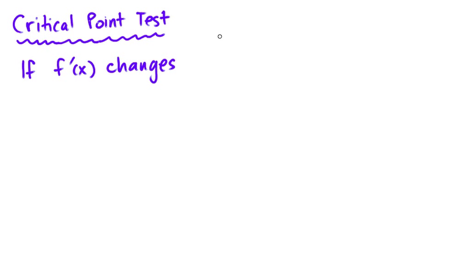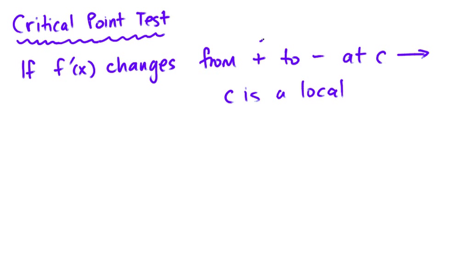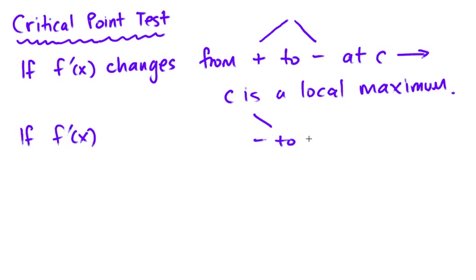So if the derivative changes from increasing or a positive slope to negative or a decreasing slope at c, then c would be a local maximum. If, on the other hand, the derivative changes from negative to positive, you would end up at c with a local minimum.